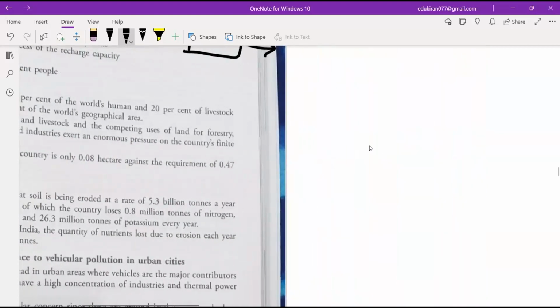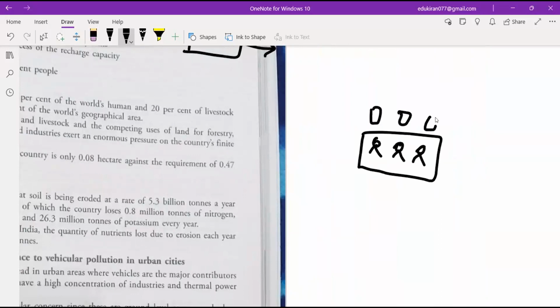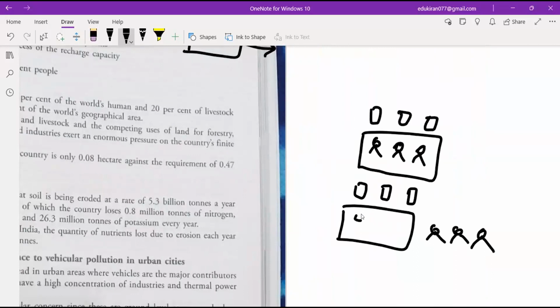For example, this is a piece of land. Over here, three people have three chairs. So these three people have one chair each. The resources are three chairs only. But now three more people came. So now what will they do? Earlier it was one chair, one person. But now it will be one chair, two persons.